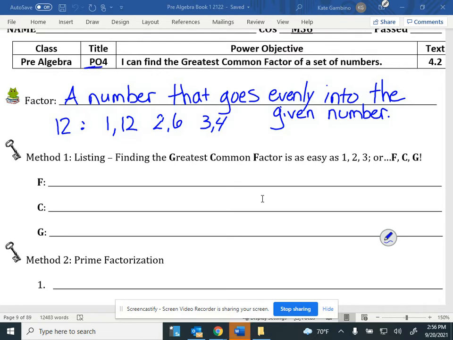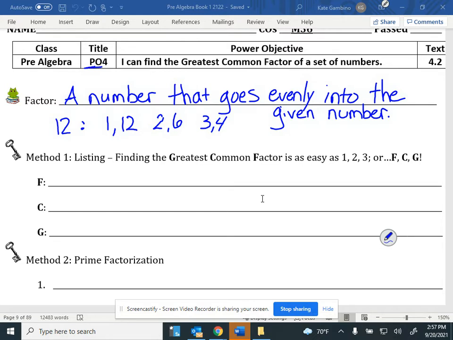If I divide 12 by 2, I get 6. It evenly goes into it. So there are no leftovers, no remainders, no decimals. So there are 2 different ways that you can find that greatest common factor.